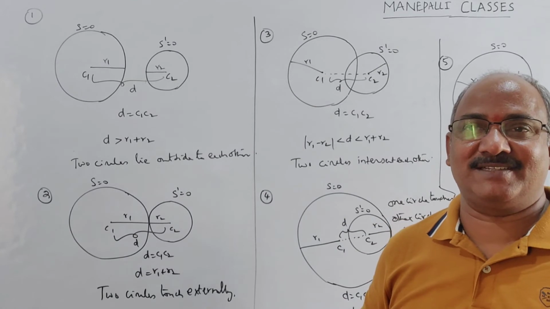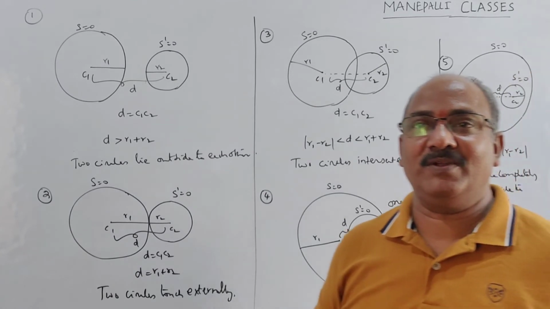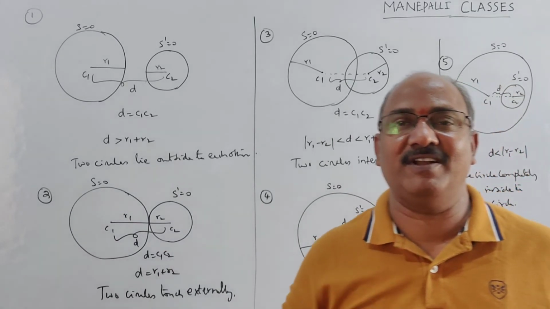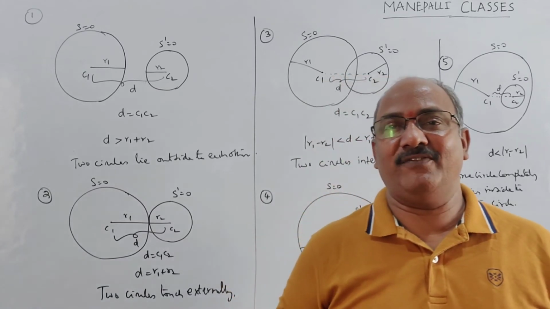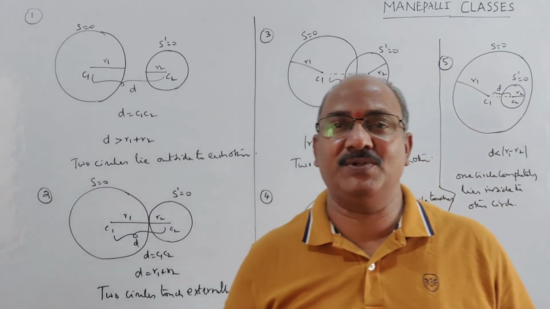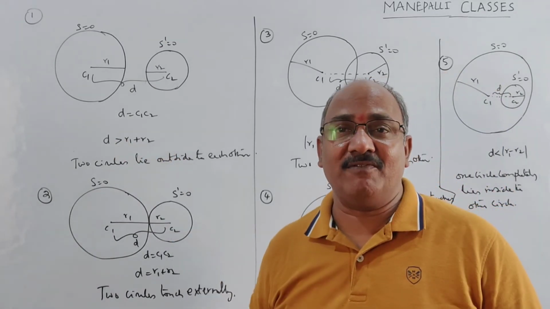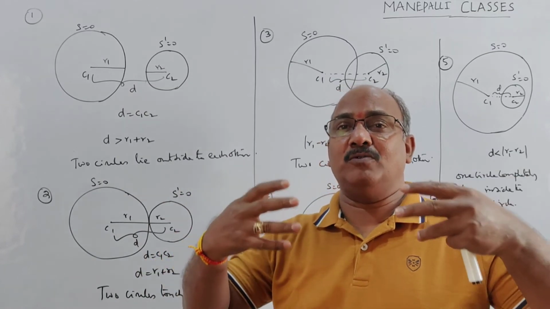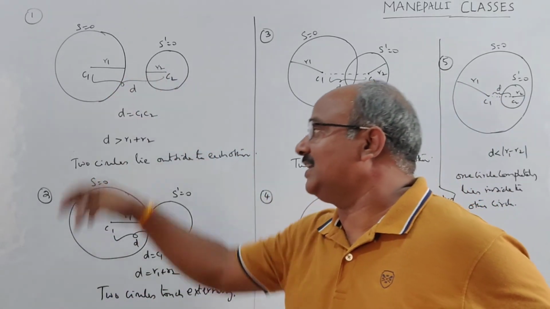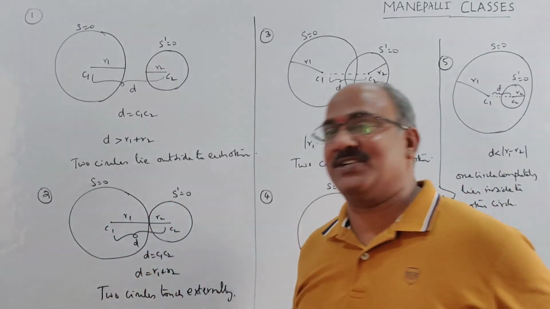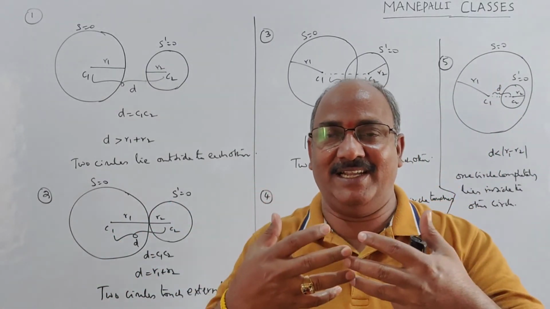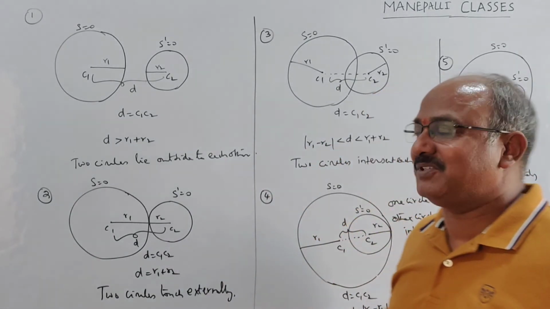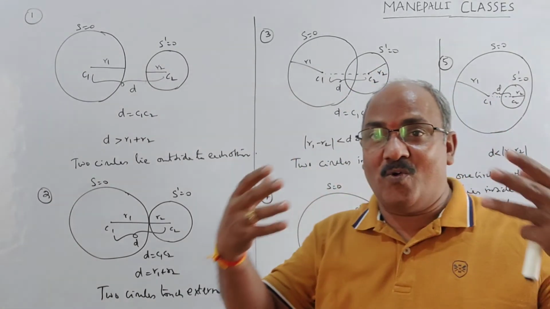So students, these are the 5 positions of 2 circles. Hope that you followed. So here whenever we take S equal to 0 and S dash equal to 0, 2 circles with centers C1 and C2, R1 and R2 are the radii. If D is the distance between their centers C1 and C2, when D is greater than R1 plus R2, those 2 circles got separated, they lie one outside the other. And here you see whenever D is equal to R1 plus R2, they touch externally. Whenever D lies between modulus of R1 minus R2 and R1 plus R2, they intersect, they overlap.